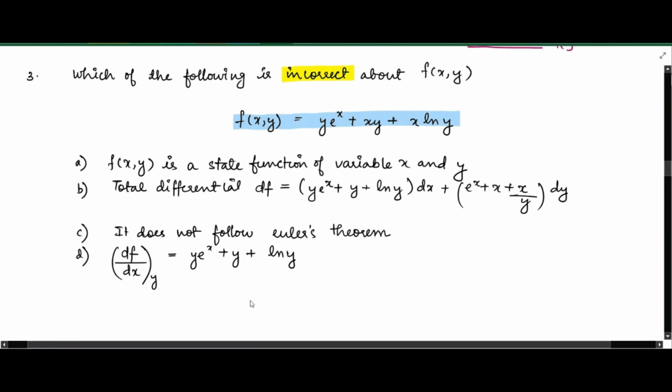പറഞ്ഞിട്ടുള്ളത് first option says f of xy, f which depends on xy, is a state function. Total differential ഇതാണ്. Euler's theorem follow ചെയ്യുന്നില്ല. And if you find the derivative of f with respect to x, നിങ്ങൾക്ക് ഈ വാല്യൂ കിട്ടും. ഇത്രയൊക്കെയാണ് പറഞ്ഞിട്ടുള്ളത്. Okay. So first of all, നിങ്ങളിത് മനസ്സിലാക്കേണ്ടത് എന്താണെന്ന് വെച്ചാൽ a function is given to you. Okay. And other related questions ചോദിച്ചിട്ടുണ്ട്.